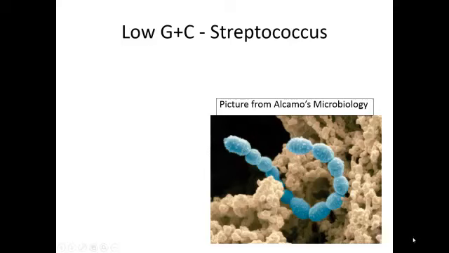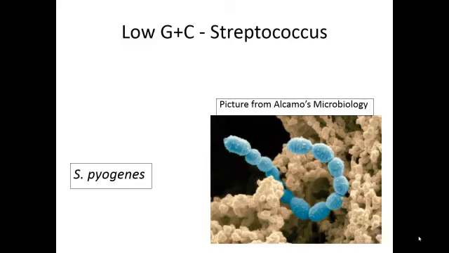Now that we've covered the rod-shaped bacteria, let's go to the circular bacteria, or cocci, that are gram-positive, low G plus C. So the first one would be Streptococcus, and the example organism for this one would be Streptococcus pyogenes, and this is the most common cause of strep throat. So that would be an example of a species of Streptococcus causing problems for humans.